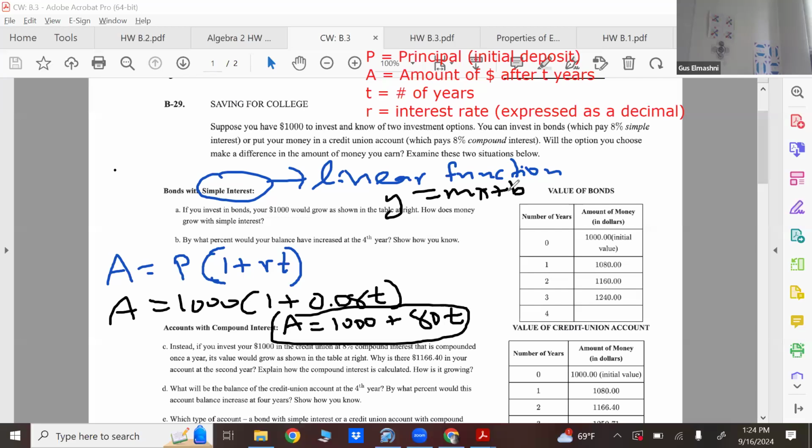Good. So that's very similar to a linear function, right? To fill out the table, I'm just adding 80 every time. That's all you're doing. That's why it's called simple interest. You're simply adding $80. That's it. It's not very creative. It's just a simple formula.